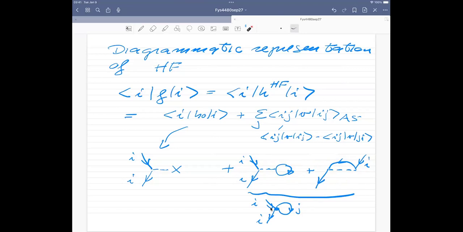So some people tend to draw just one diagram because they don't want to deal with this kind of Hugenholtz notation. Maybe they don't like it. Or there's something which just has become a practice in the community. But the textbook of Shavitt and Bartlett does this actually. And that can be somewhat confusing.